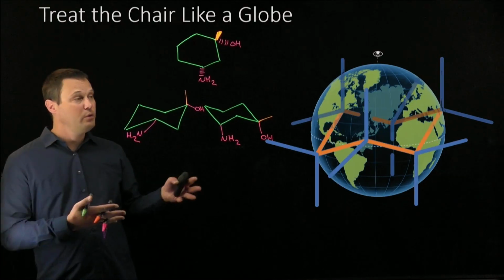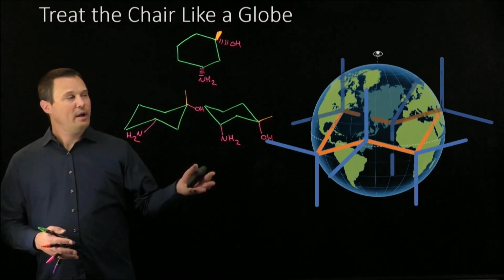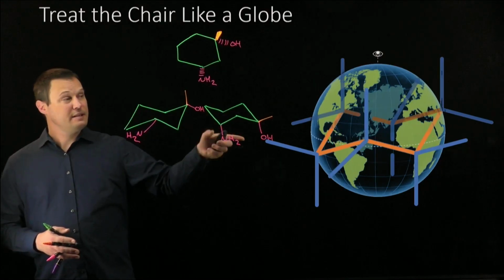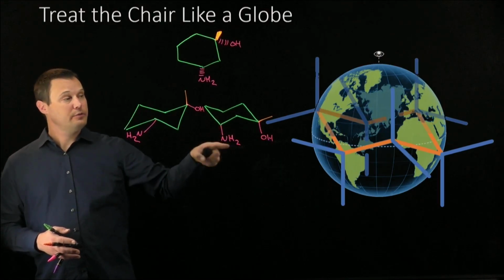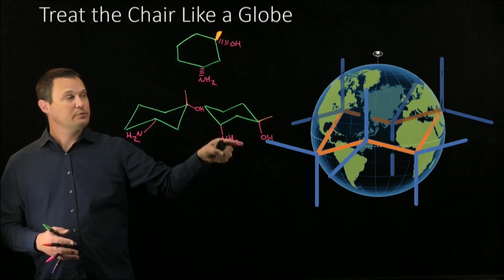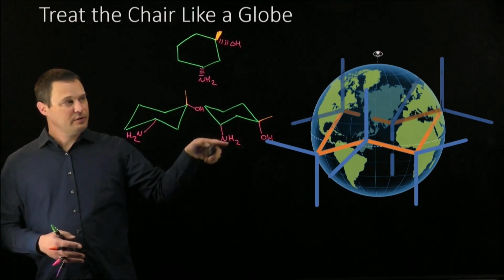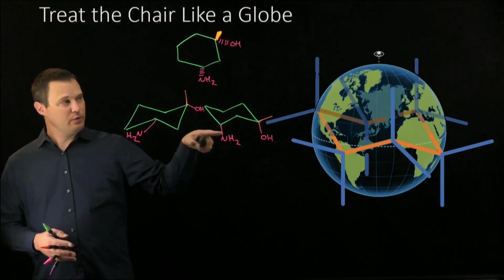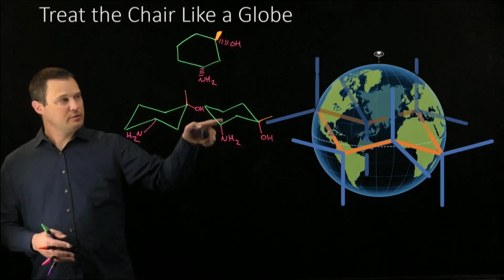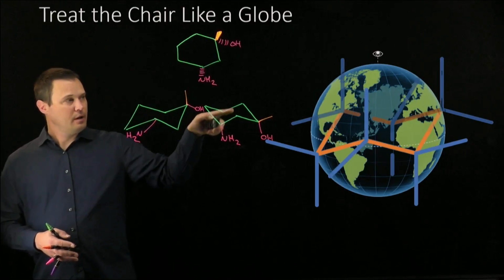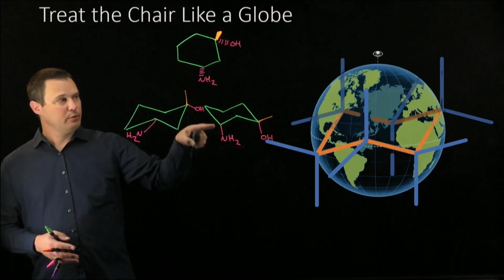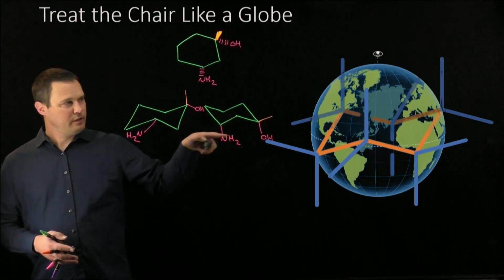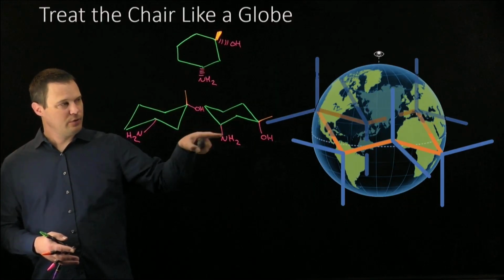And now we can explain one of the most important rules of drawing chair flips. While every axial group changes to an equatorial group in the chair flip, a chair flip does not change which groups are northern hemisphere groups and which groups are southern hemisphere groups. Why not? Because a substituent never leaves its hemisphere. A group in the northern hemisphere stays in the northern hemisphere. A group in the southern hemisphere stays in the southern hemisphere. An up methyl group remains an up methyl group. A down hydroxyl group remains a down hydroxyl group. The only thing that changes is whether it's an axial or an equatorial group.